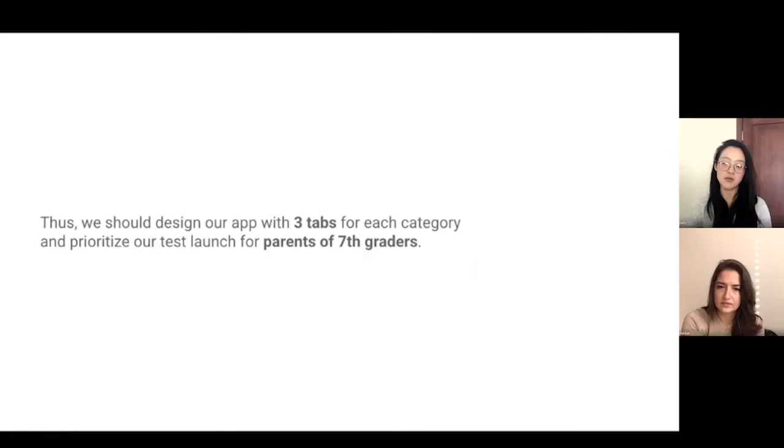So what that means, these 2 data points, is that for number 1, for the categories, we should create 3 tabs, or a way in which we can easily group activities into 3 buckets: the academic, sports, and extracurricular activities. And secondly, because 7th graders were the ones who had the least amount of attention, we would have the biggest amount of impact if we prioritize targeting them during our test launch.